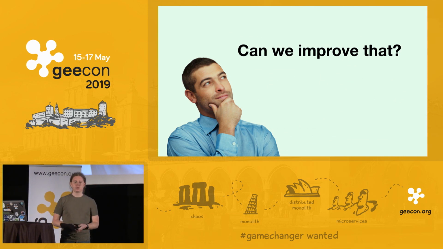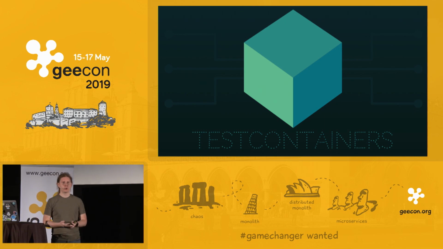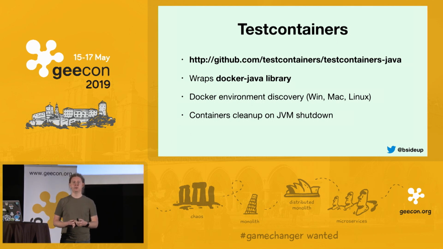How can we improve it? Four years ago, a project was created named Testcontainers. And Testcontainers changed the game because, first of all, that's a JVM library. It's not a tool, it's a library, which is really important because when it's a library, you decide how to use it. You decide how to code it, after all. And it wraps the Docker Java library, because Docker Java is a direct mapping of the API to what you get when you run some commands.